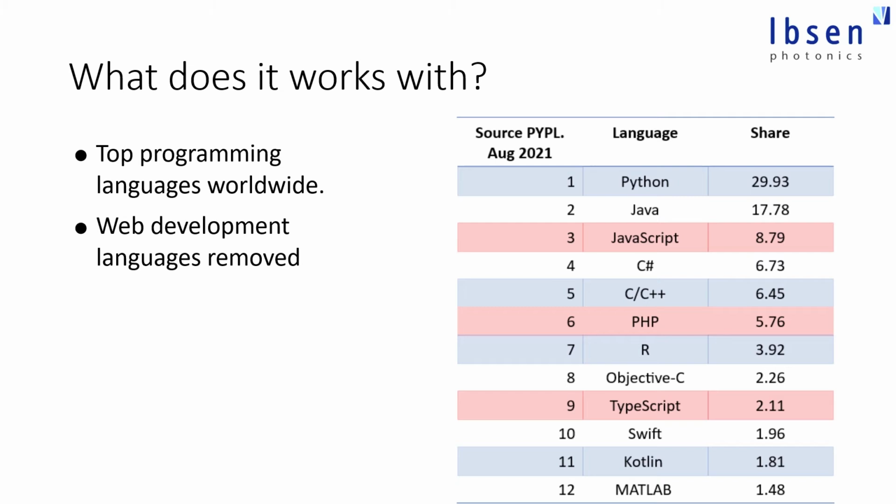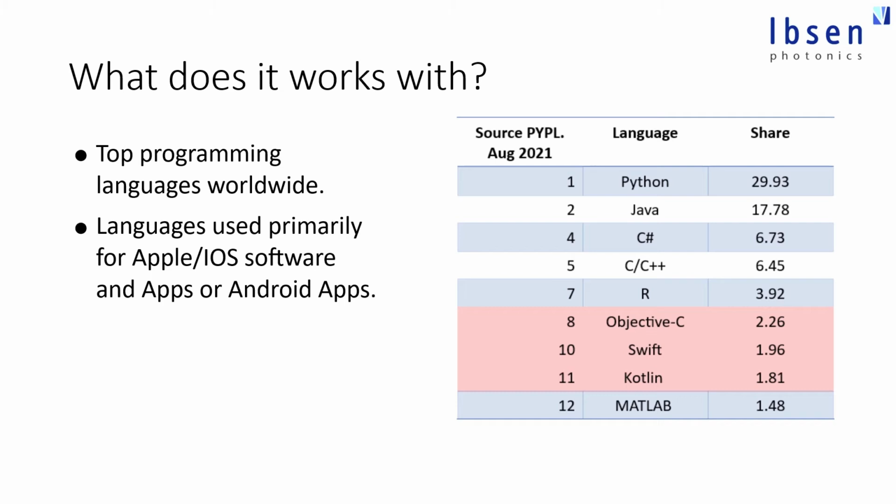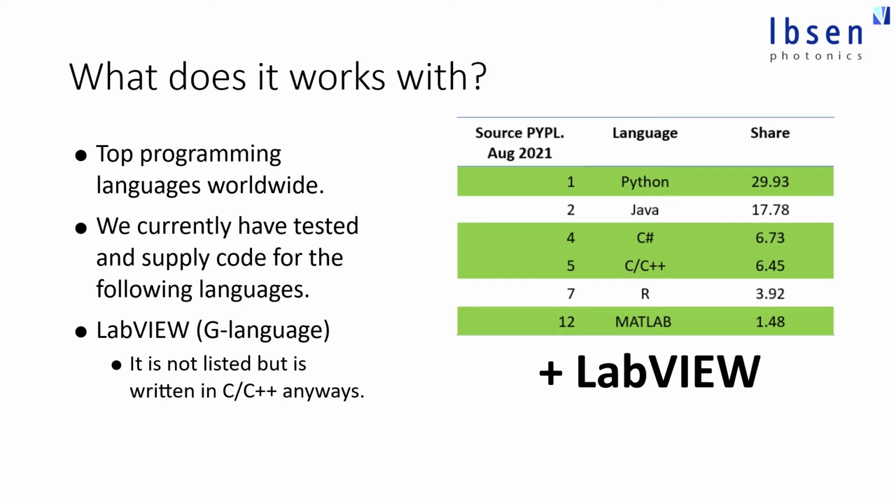If we start out by cutting down the list a bit, we can remove the JavaScript, PHP, and TypeScript languages from the list, as those are mainly used for web development, so they're not that relevant here. And likewise, we can remove things like Objective-C, Swift, Kotlin, as those are for app development or iOS programming, basically, so not as relevant here either. Then we end up with a somewhat more compact list.